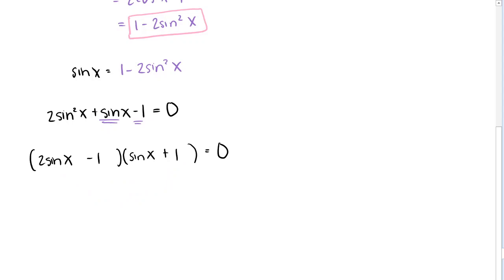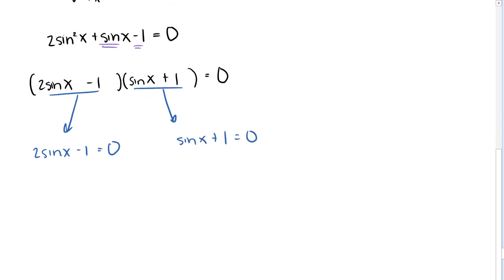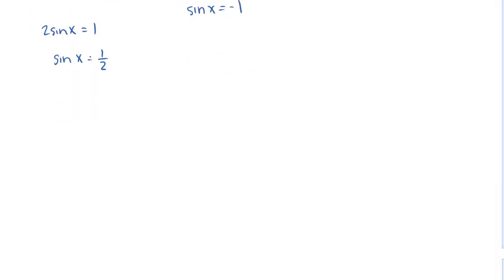So this is our factorization. And to solve this equation, now we need to solve the equations for when these factors themselves are 0. So 2 sine of x minus 1 is equal to 0, and sine of x plus 1 is equal to 0. So here, isolating the sine of x gives us 2 sine of x is equal to 1, or sine of x is equal to 1/2. And then on the other equation, subtracting 1 from both sides gives us sine of x is equal to negative 1. So let's solve this equation on the left.